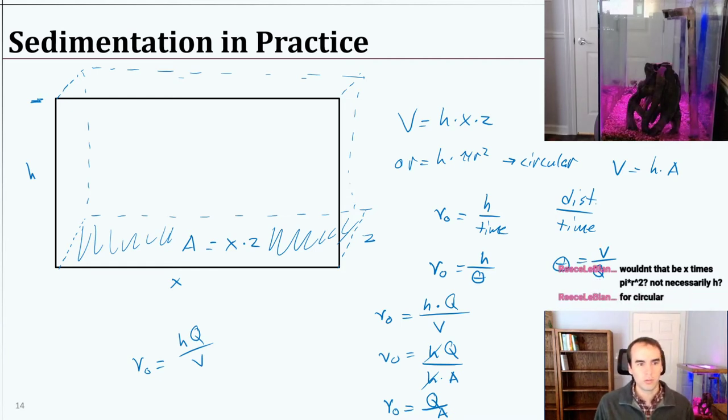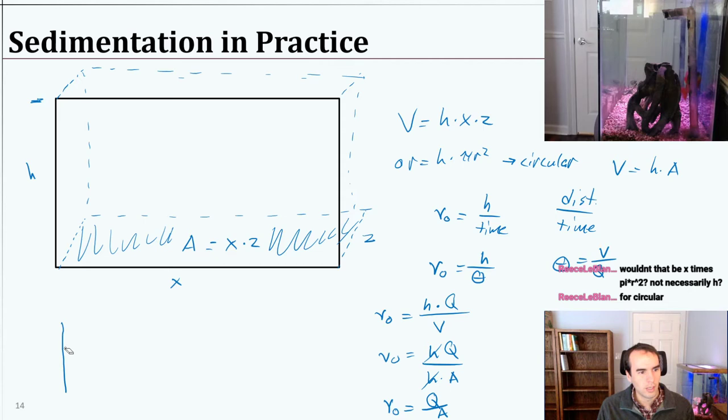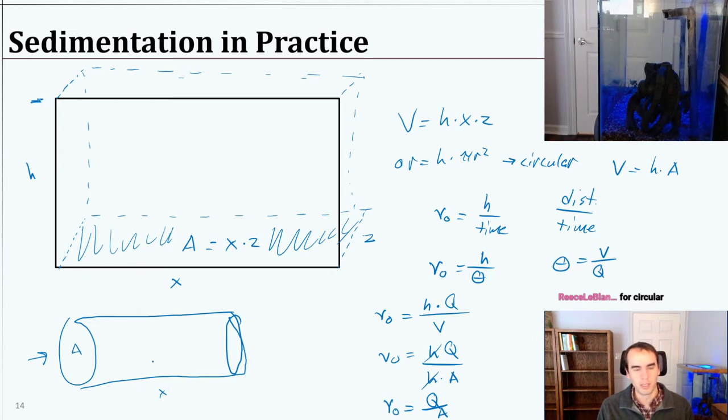Okay, so for a circular reactor, that's a good question. And I'm going to erase this one little bit here to explain. So for a circular reactor, the question here is, wouldn't that be the X times the area? Now, if you had a cylinder that looked like this, and you had water traveling through a cylinder like that, then yes, to get the volume, you need this surface area times X. But that's not actually what we're talking about.